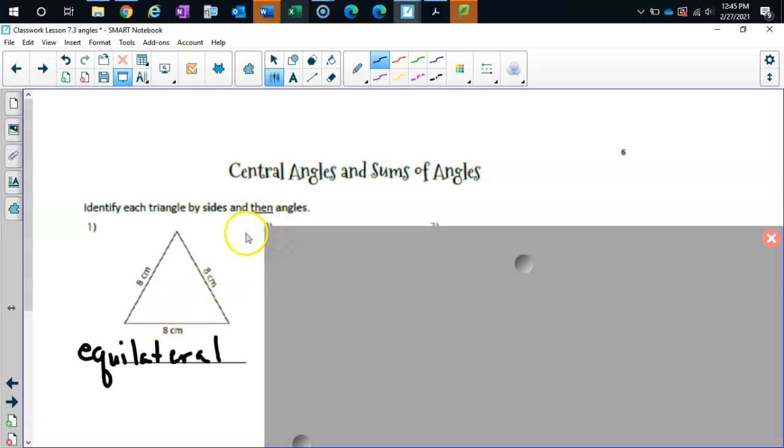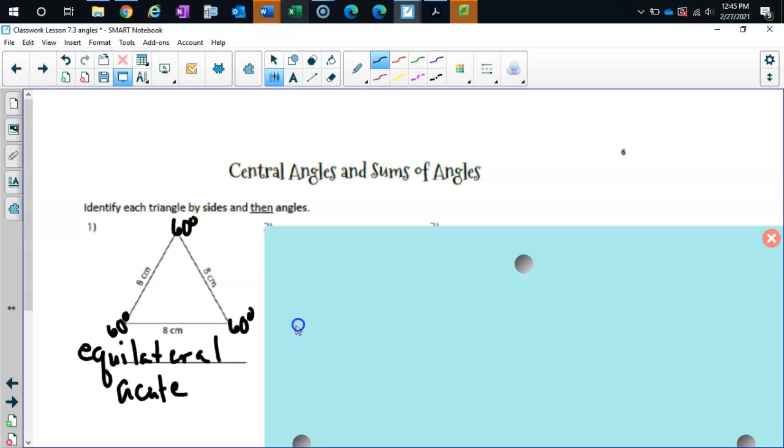Now, you could technically know that in an equilateral triangle, each angle is 60 degrees. That's a fact that we know at this point. And if you don't, you do 180 divided by 3. Each angle is 60 degrees. So you could say that it is an acute equilateral, but no one will say that. Everybody just calls it equilateral.